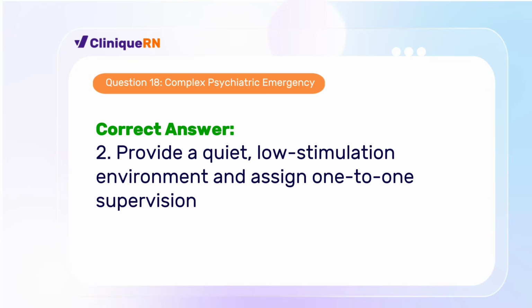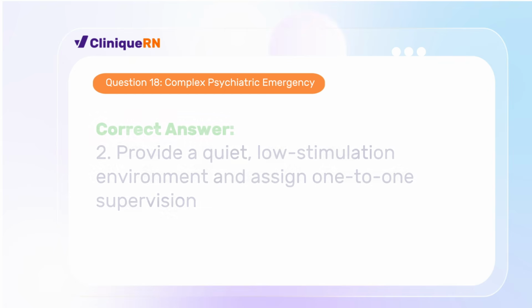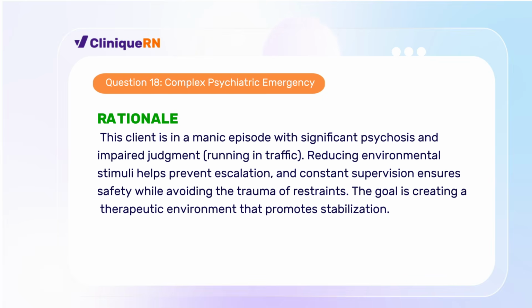The correct answer is 2. Provide a quiet, low-stimulation environment and assign one-to-one supervision. Rationale: This client is in a manic episode with significant psychosis and impaired judgment, running in traffic. Reducing environmental stimuli helps prevent escalation, and constant supervision ensures safety while avoiding the trauma of restraints. The goal is to create a therapeutic environment that promotes stabilization.